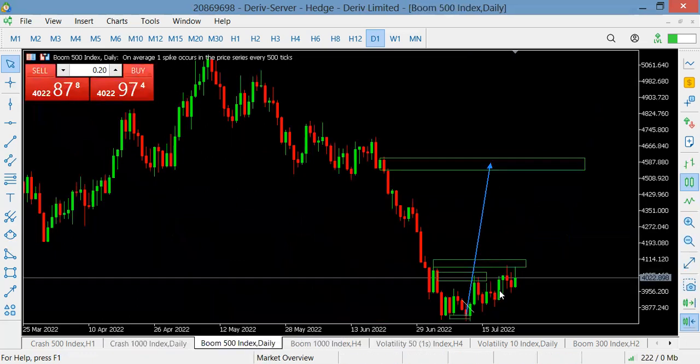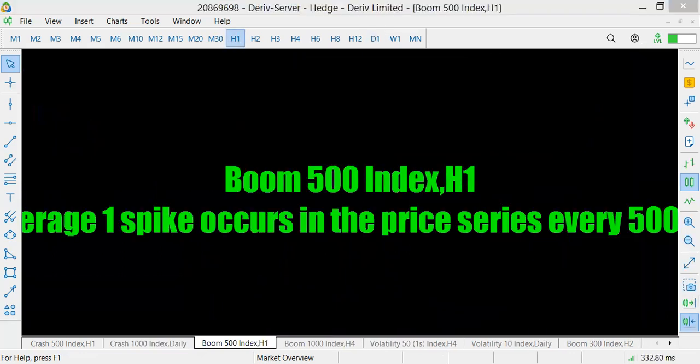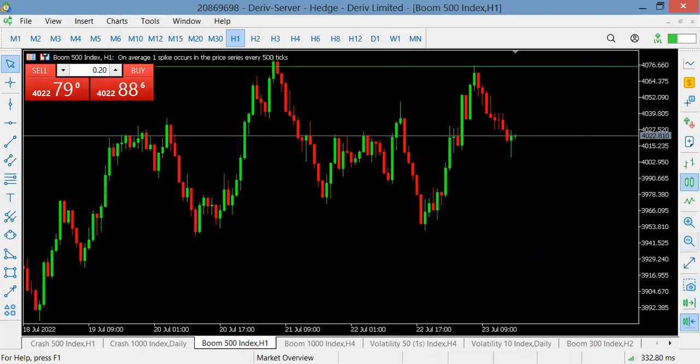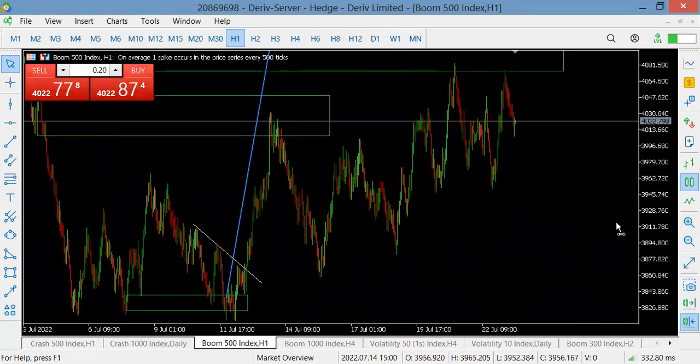Also, Boom 500 index. Let me go down to the lower time frame. If you've gone through the previous video, I speculated categorically that I'll be looking at Boom 500 index buy into this zone.